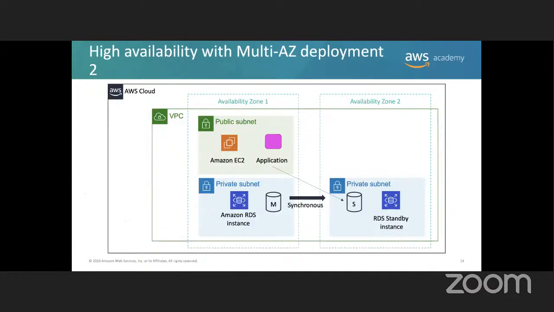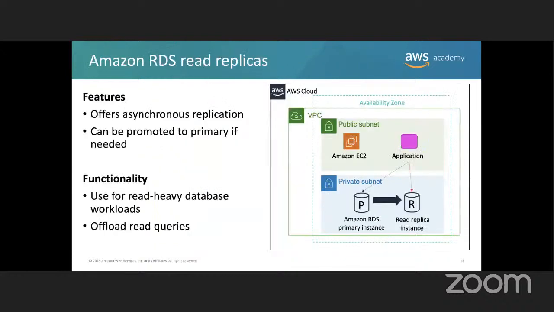Now, multi-AZ is for high availability, and this is for performance. If you want to improve the performance, then you create a read replica. With a read replica, the replication is asynchronous, so there's going to be some delay there. It can be promoted to a primary database if needed. You use it for read-heavy database workloads, to offload read queries. That's basically to improve the performance of the database.